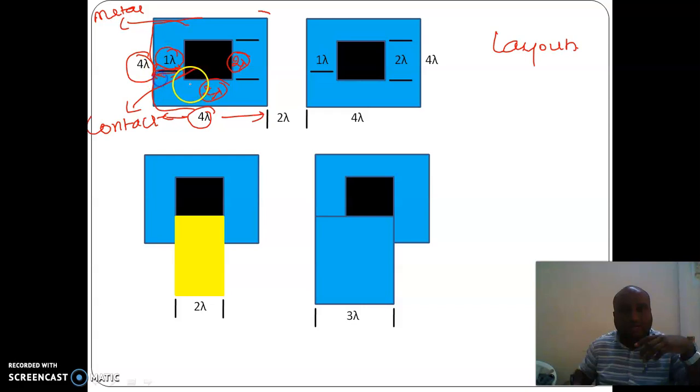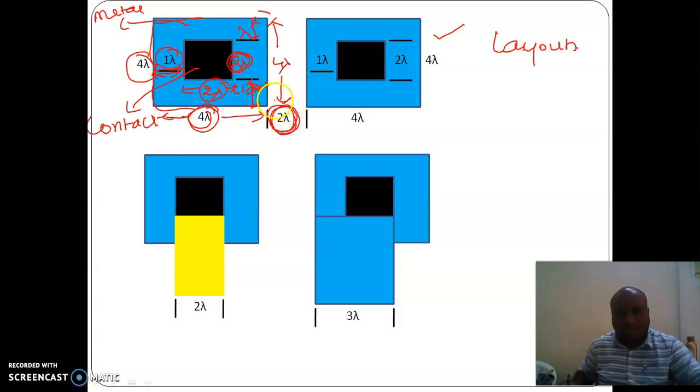So this is 1 lambda, this is 2 lambda, and this is again 1 lambda, putting together a total of 4 lambda. On this side also, it is 1 lambda, 2 lambda, and 1 lambda, together 4 lambda. This is how a contact layout should be made in a metal layout. This is also one more metal with contact. The minimum distance of separation between each metal is 2 lambda.